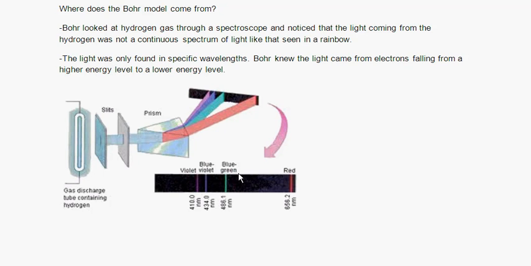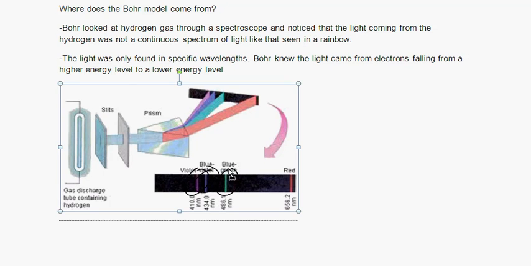colors, all those wavelengths. But when Bohr looked at just one element, hydrogen, actually it was hydrogen gas, he didn't see all those different wavelengths of light. He saw only very specific wavelengths of light, and that's these bands of color here. This is called an emission spectrum for hydrogen.